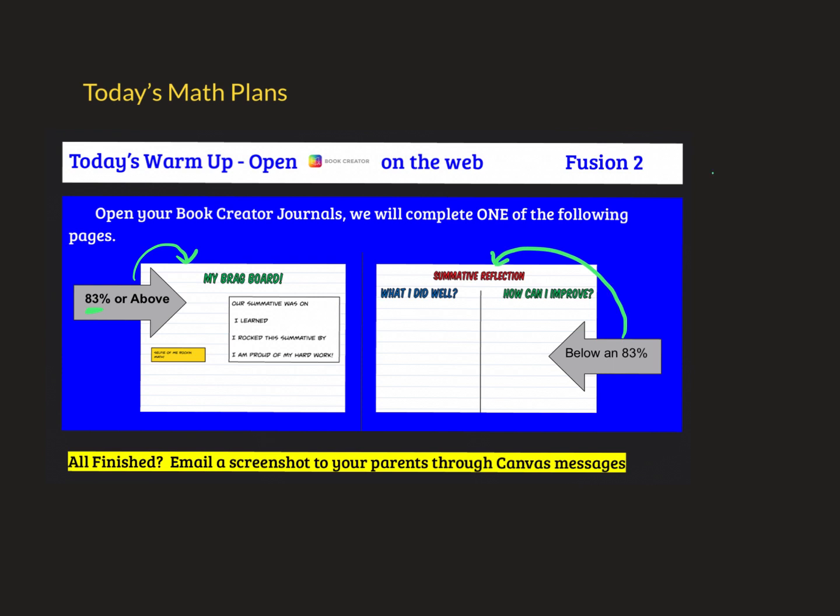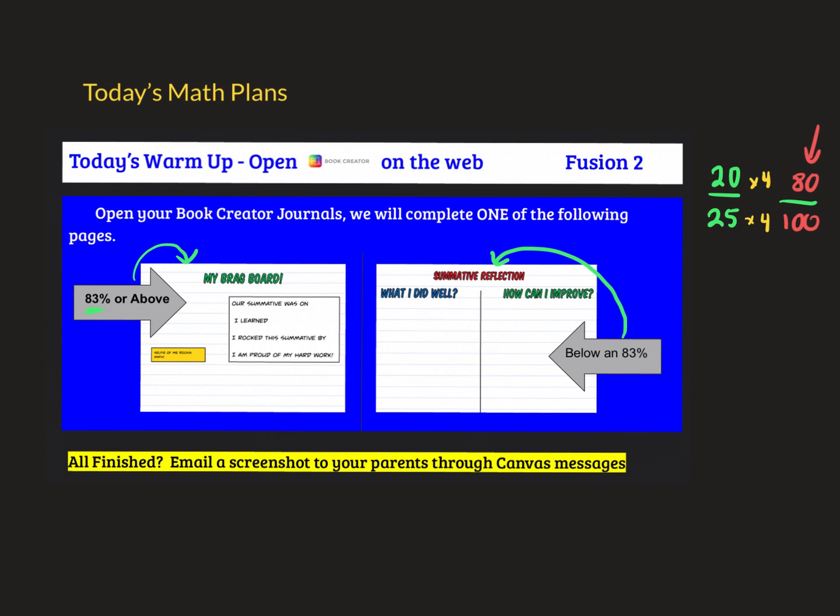To calculate your percent, remember, percent is per 100. So you want to get your denominator to 100. 25 times 4 is 100, so I need to do 20 times 4. If I had a 20 out of 25, then I would have gotten an 80% on my test.